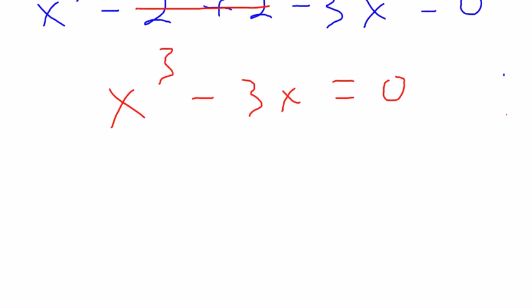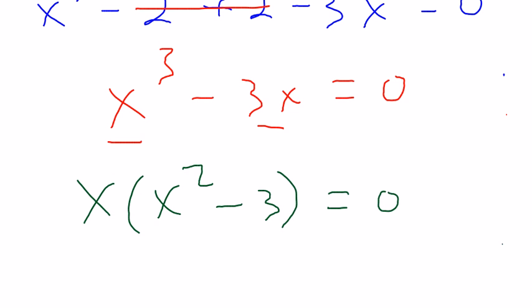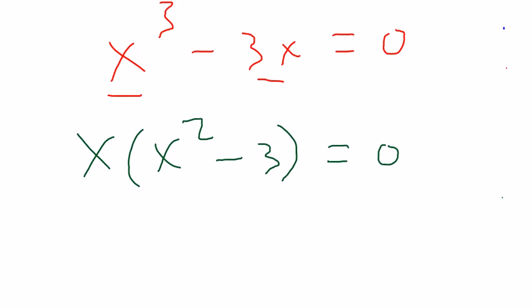So how do you solve this? Well, first thing I'm going to do, they both have an x in them, so I'm going to factor out an x. I get x times x squared minus 3 equals 0. Okay, now we're at that point where you have a times b equals 0.